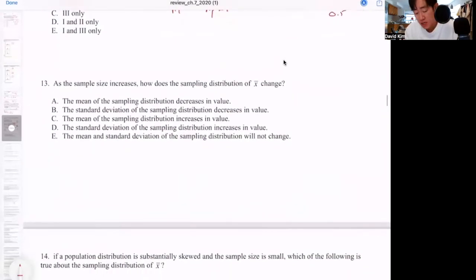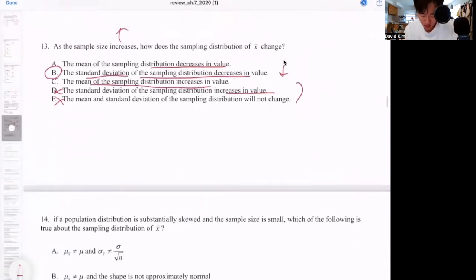Number 13: as the sample size increases, how does the sampling distribution of the mean change? The mean of the distribution decreases in value. The standard deviation decreases in value. So as this increases, the standard deviation should decrease. So that should be B. With the rest of them, increases in value is completely the opposite of what I'm trying to say. They will definitely change, so it's not E. The mean of the sampling distribution increases in value? It has nothing to do with the mean. The mean always stays the same.